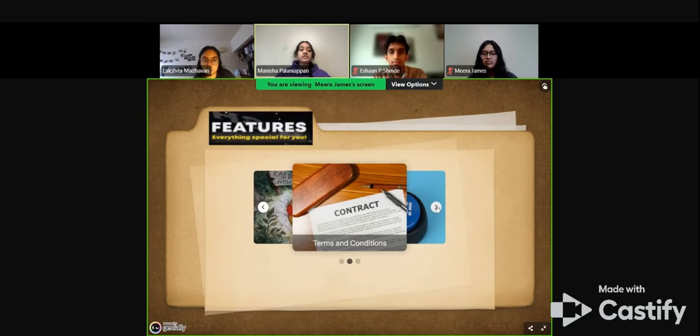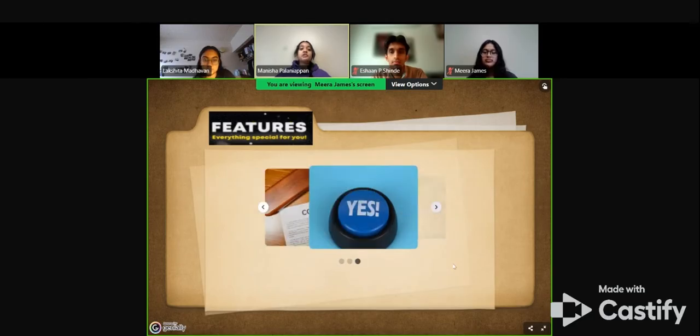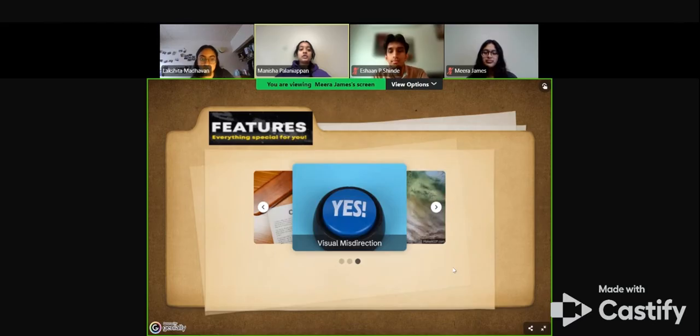And finally, we have visual misdirection, where sites play around with button sizes and colors in order to manipulate the user into accepting agreements and signing up for things they didn't ask for.